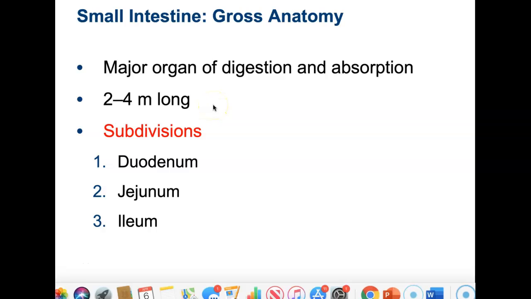We move on to the small intestines now. So this is the major organ of digestion and absorption. It makes up the majority of your alimentary canal. So remember, alimentary canal was, we said, about 7 to 8 meters long. 2 to 4 of that, depending, is your small intestine.